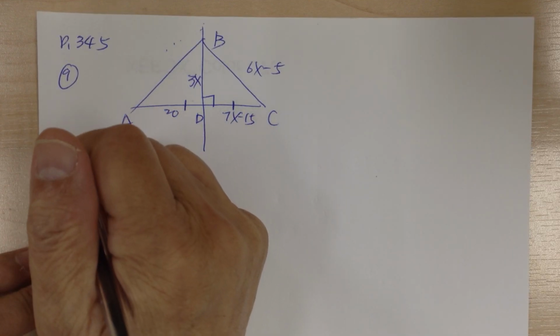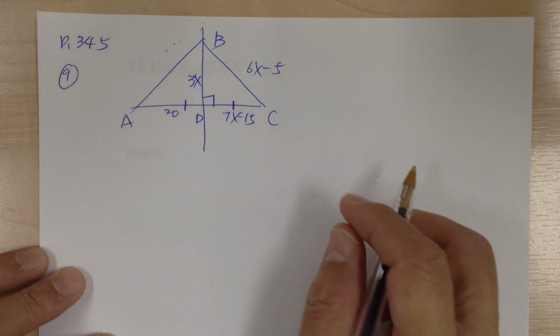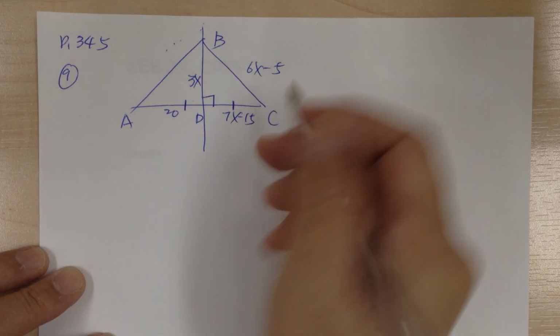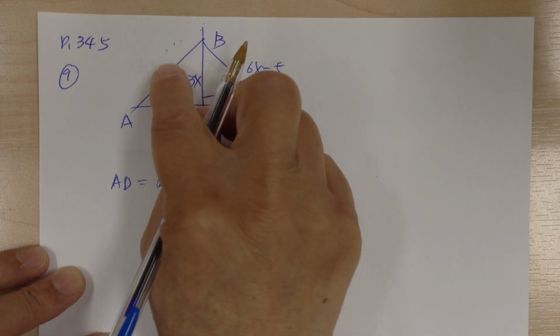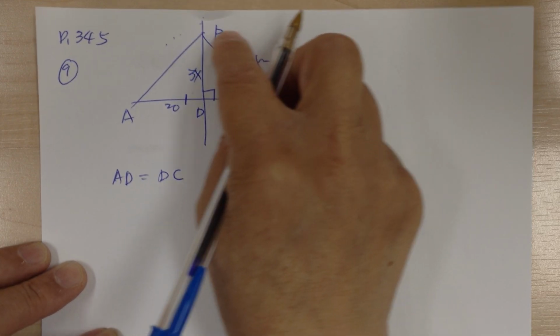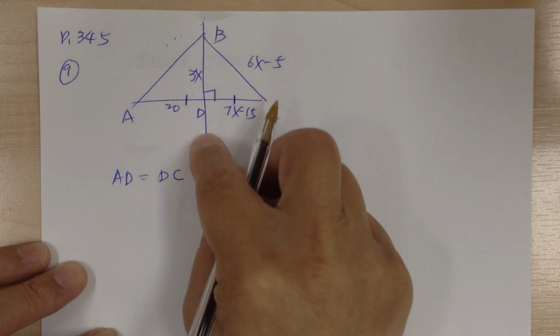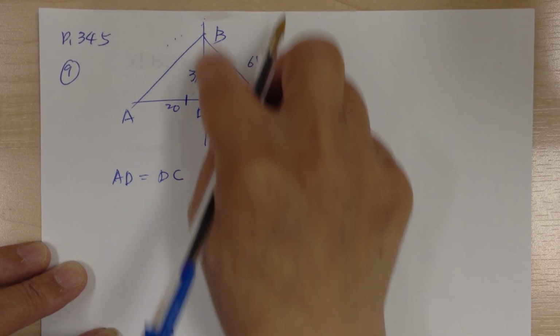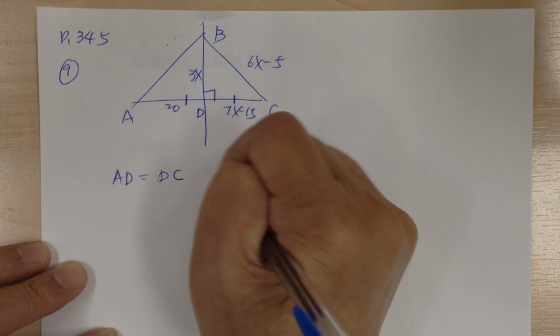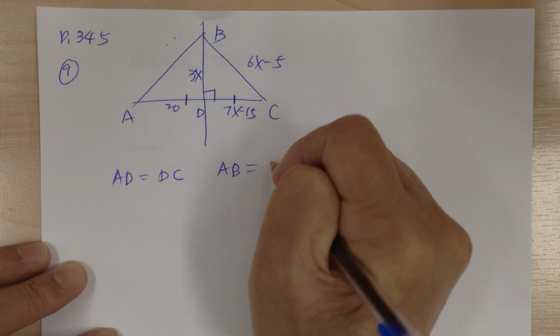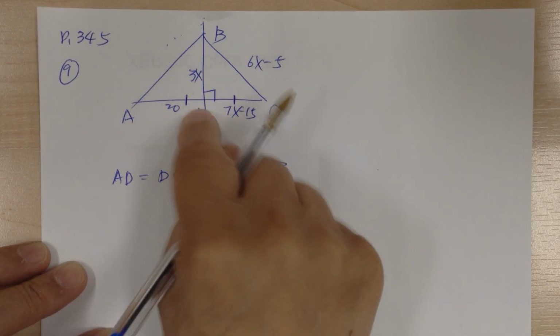So number 9, what segment lengths are equal? If this is a perpendicular bisector, that means AD equals DC. So this has to be equal. Also, any point on the perpendicular bisector has equal distance to the endpoints. So AB equals CB.